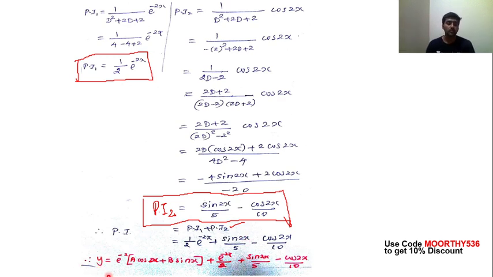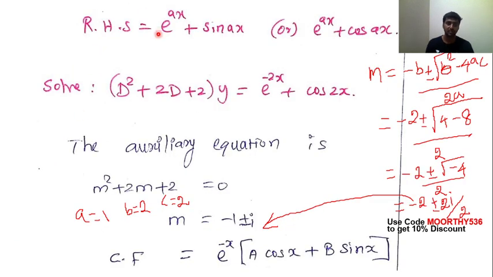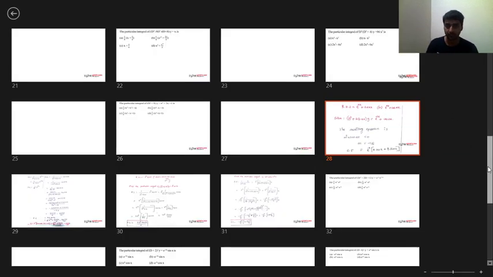Y is equal to e power minus 2x into a cos x plus b sin x, plus e power minus 2x divided by 2 plus sin 2x divided by 5 minus cos 2x divided by 10. So this is the complete solution for the given differential equation. This is the case 5. It's the same as our case 2 plus case 3 format. Next we are moving to the next case.